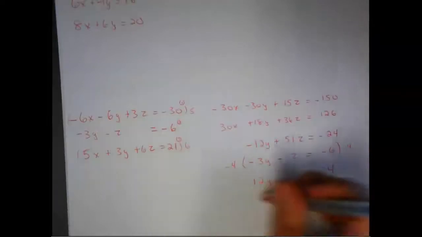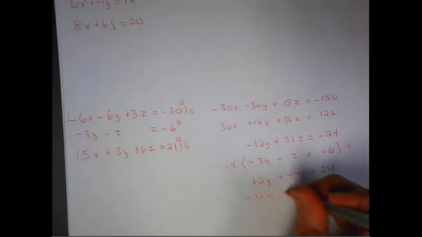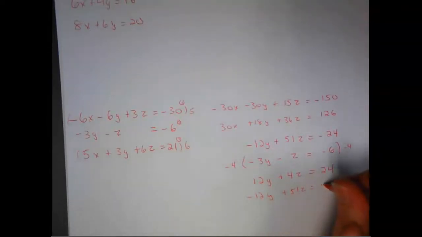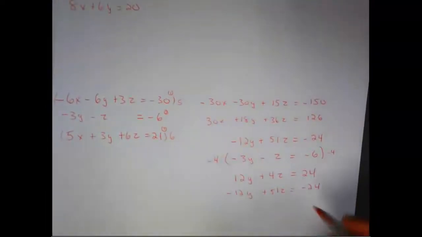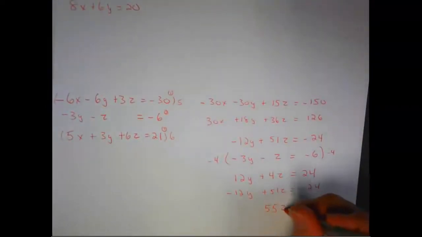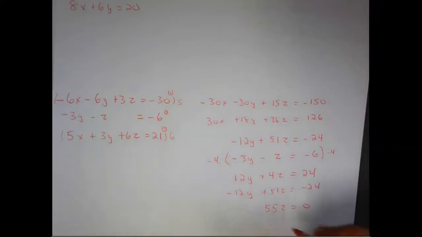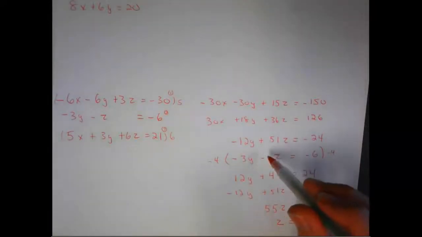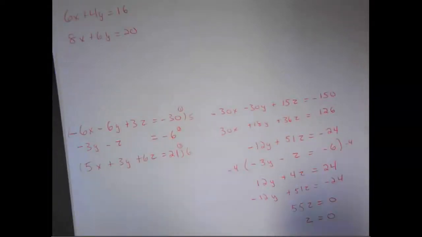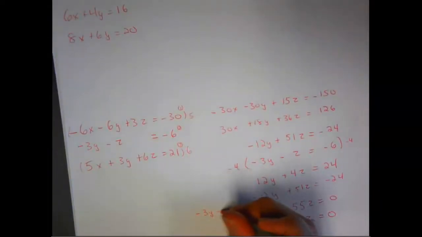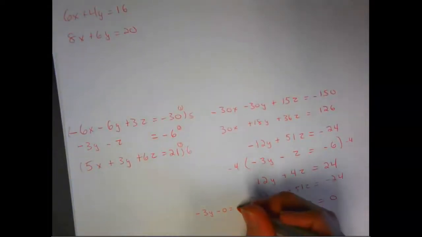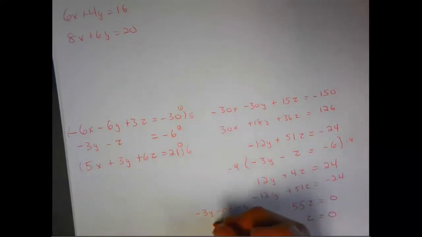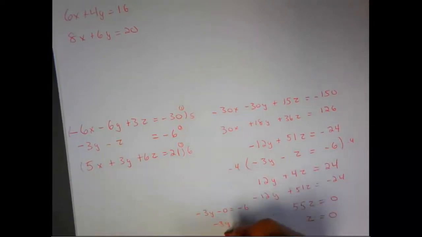Let's bring this one down. Add them together. So I get 55z equals 0. Divide by 55, z equals 0. Now that I have z, I can go back into either of these equations and find y. I'll do the bottom one. So I get negative 3y minus 0 equals negative 6. Negative 3y equals negative 6. y equals 2.